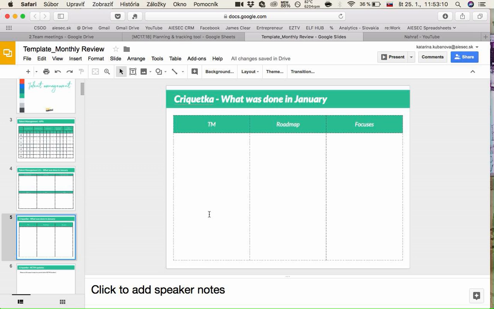And this is as well the activities that were done. In this case, if I'm Cricketka, I write all the things that are connected to TM as such, so to the JD as such. Then, what was my contribution to the roadmap? As Cricketka, what are the things that I did for the roadmap, for the things and focuses that I'm responsible for, like what were the activities that contributed to those focuses.